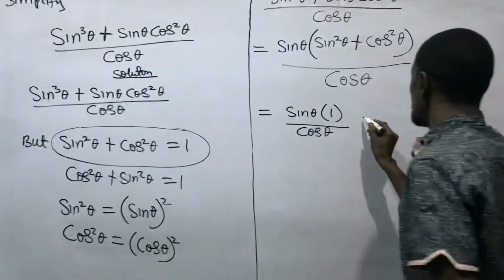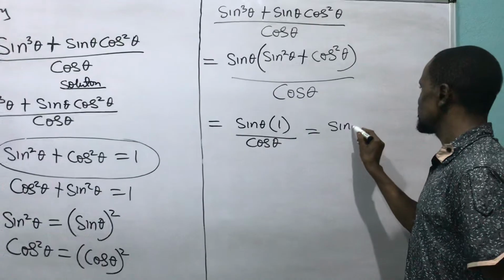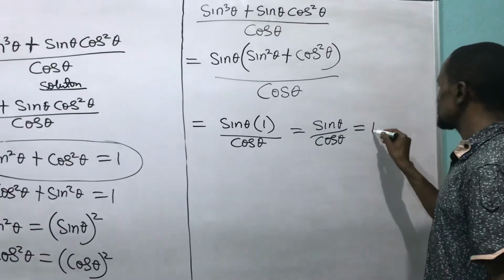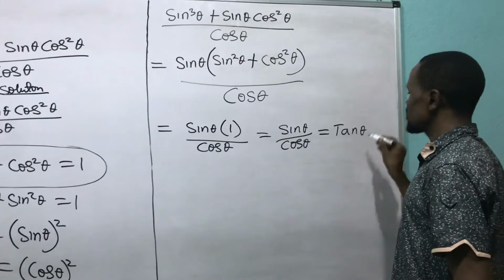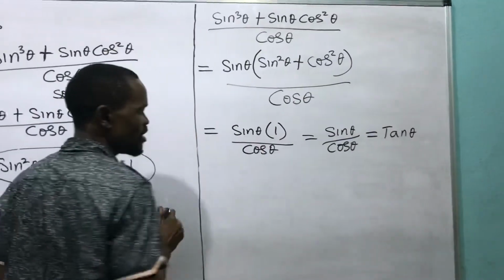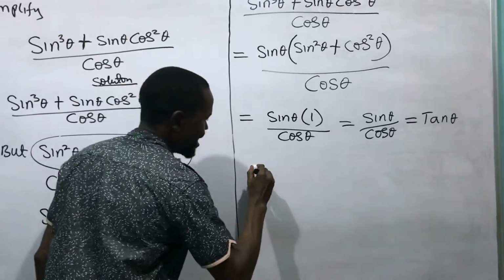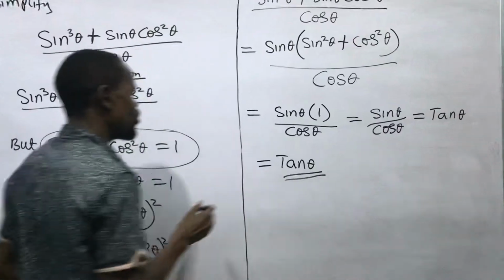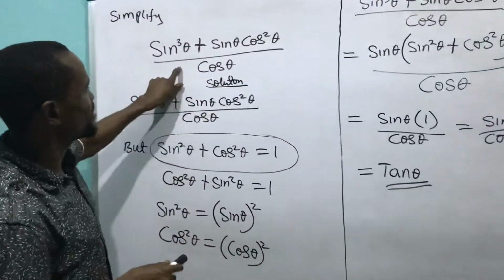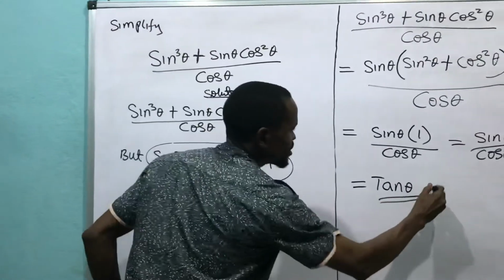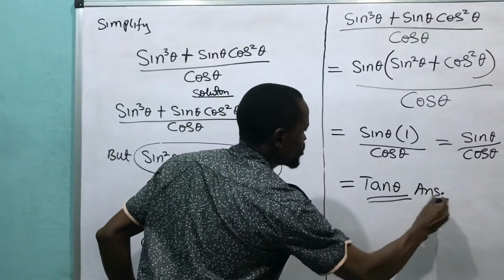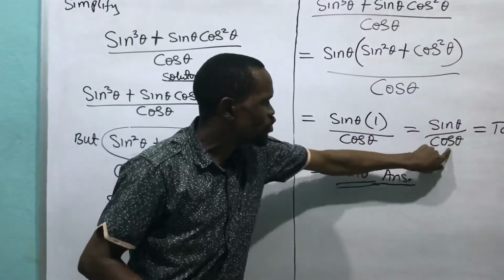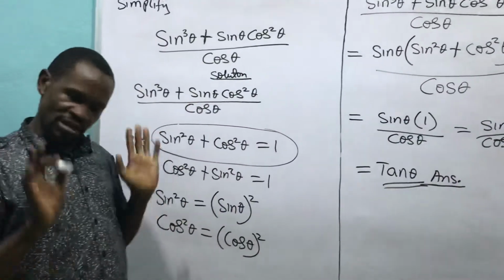So what I'm having here is sine theta over cos theta, and that gives me tan. Sine over cos gives me tan. That means my answer here is tan theta. Therefore, if I simplify this, I have tan theta as my answer. Remember again that sine theta over cos theta gives me tan. We have gotten it.